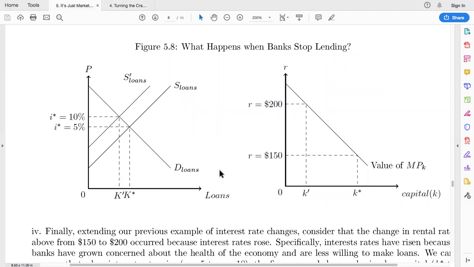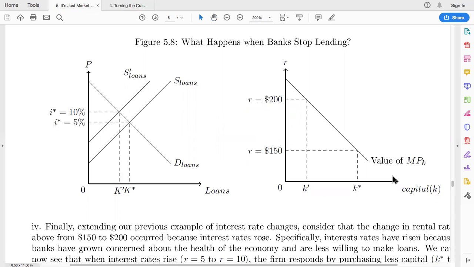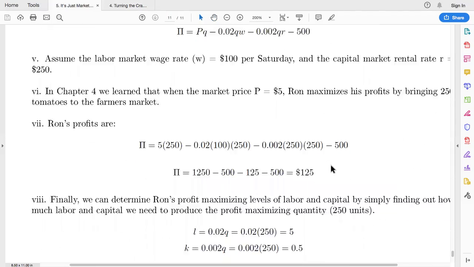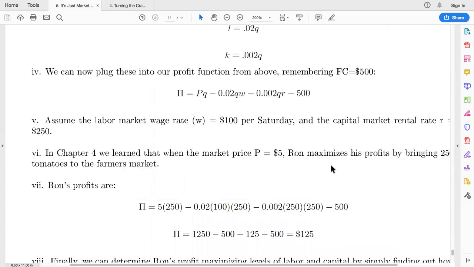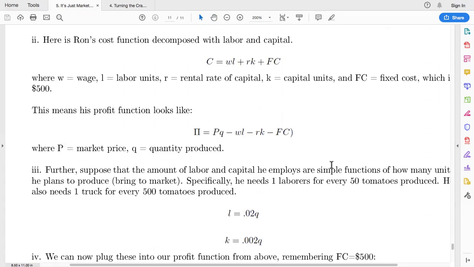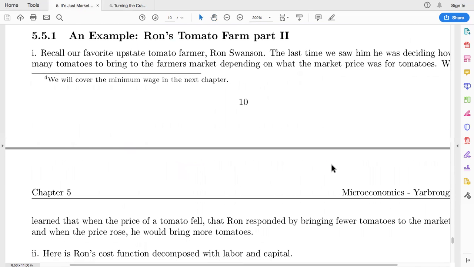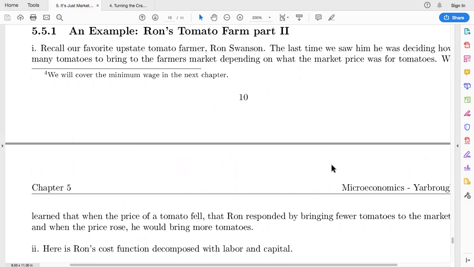Okay, so now what we're going to do is jump to the end of chapter 5, and go through another example featuring our farmer Ron. Again, one that I think might seem complicated at first, and it is. It's got a certain amount of complexity to it, but if I walk you through it, I think you'll see that it's pretty straightforward.